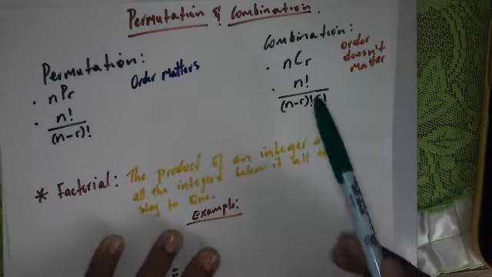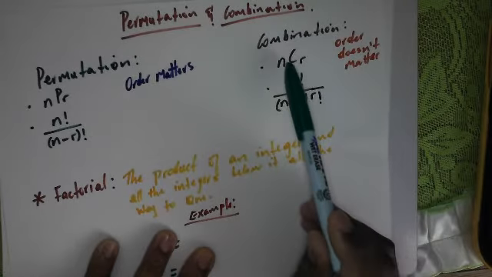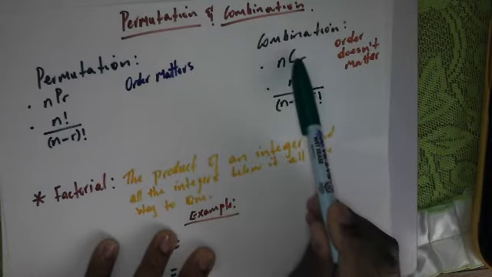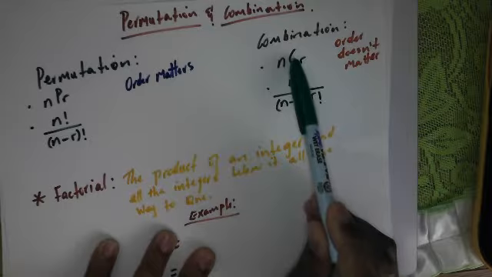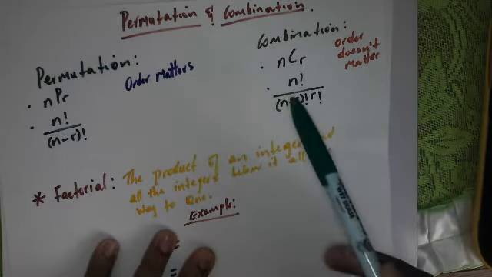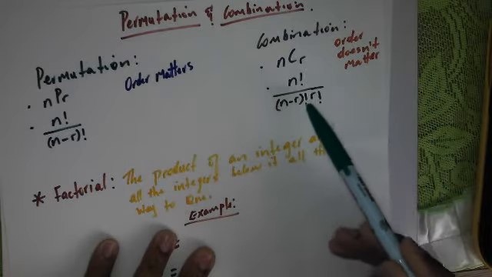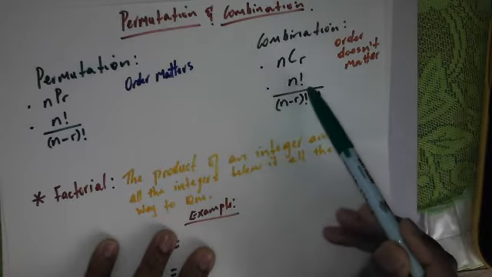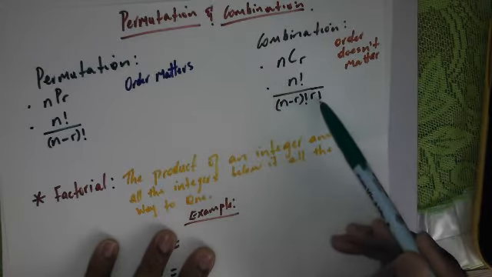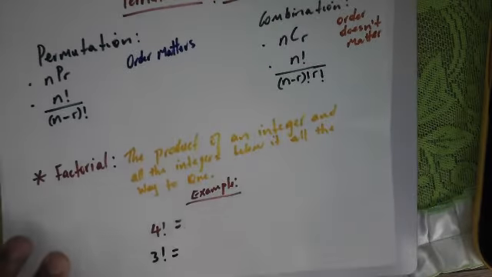Okay? Now for combination, order doesn't matter. Alright? And it is taken as nCr, where C is combination, and we already looked at what n and r represent. Alright? If you don't have a calculator, again you can use this formula: n factorial divided by (n minus r) factorial times r factorial. Alright? But let's look at what this factorial thing is.